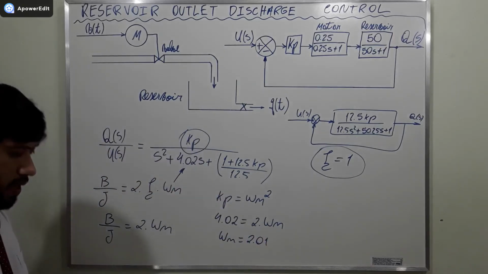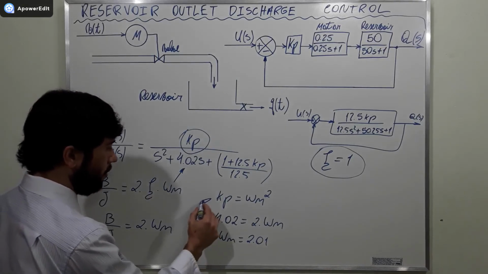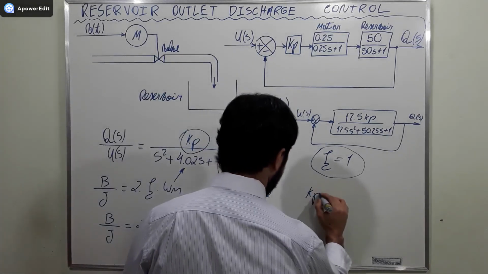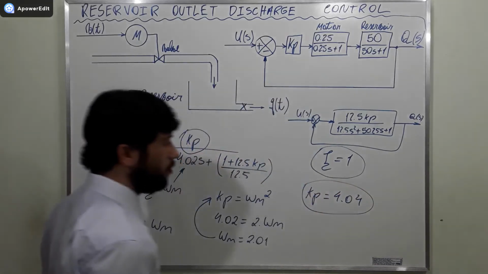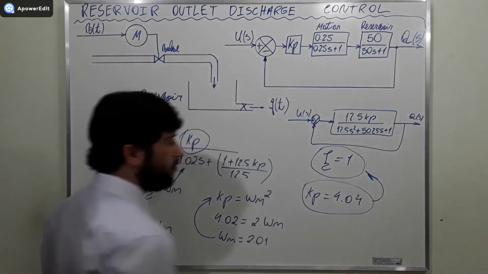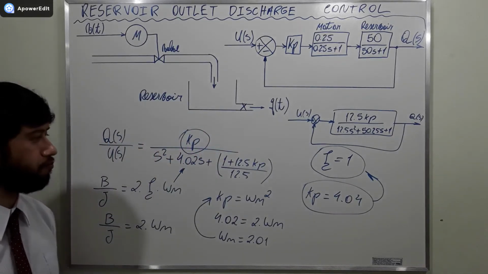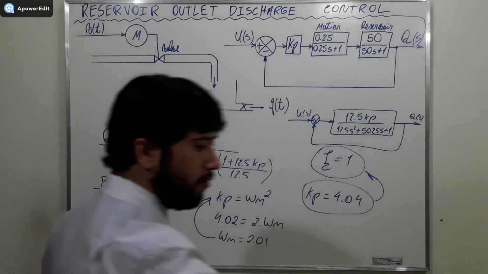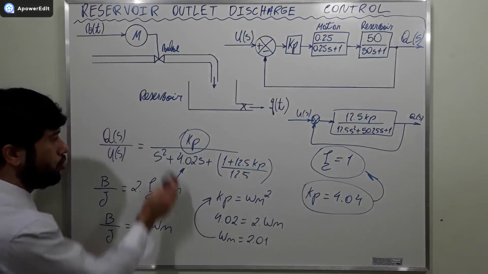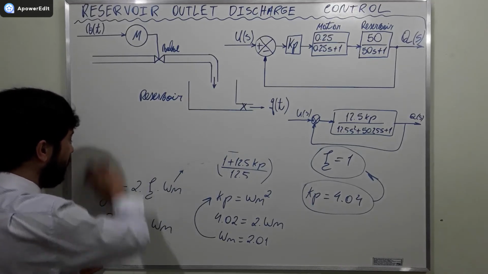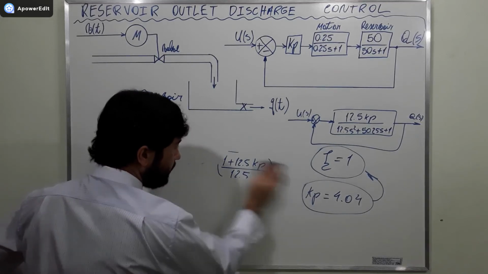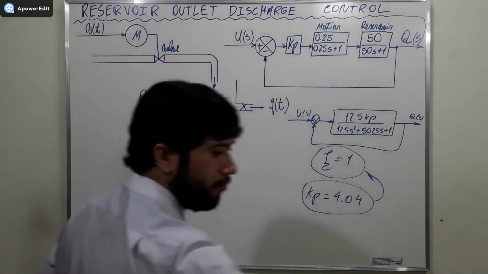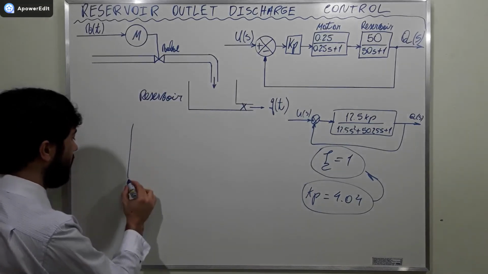Okay? Are you guys understanding everything? And finally, using this here, we get that Kp is equal to 4.04. And in this way, the system is going to be critically damped. But before I finish this video, I want you to see what it means for a system to be critically damped. I'm going to show you a graph that provides this information.